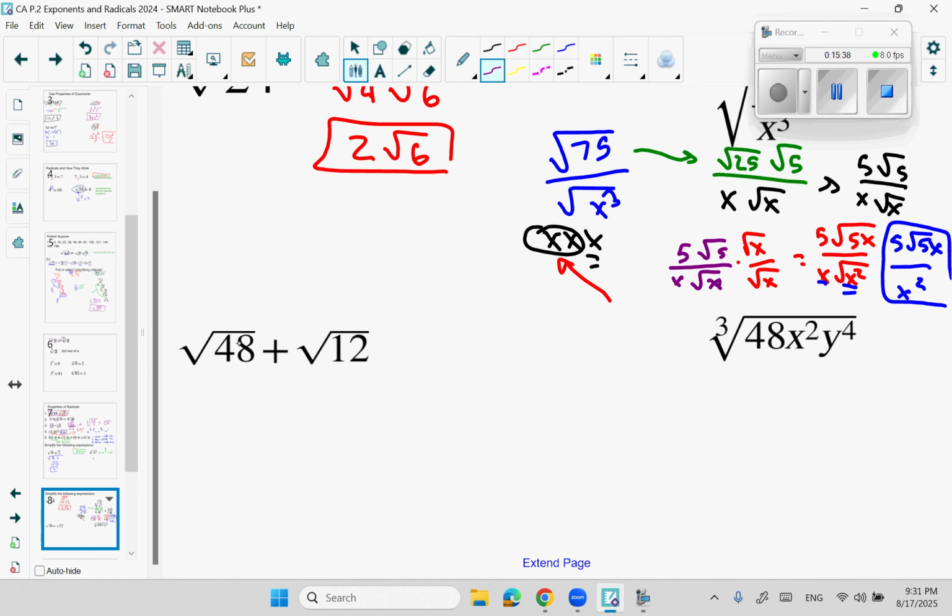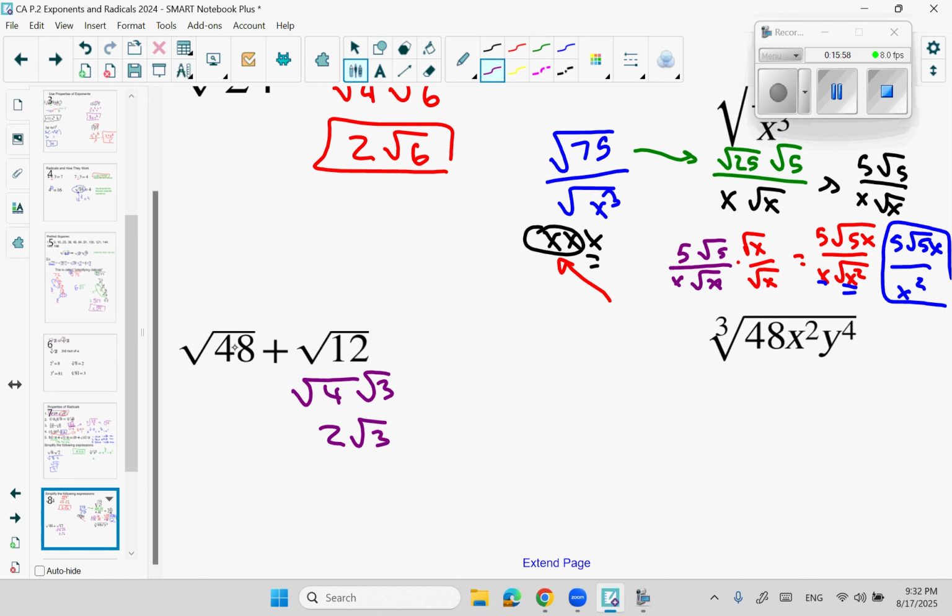Here, square root of 48 plus square root of 12, you can't add them unless your radicals are the same. They aren't. 48 and 12, different numbers. But we can simplify each radical. So for example, 12 I can break down as the square root of 4 and the square root of 3, giving me 2 square root 3.